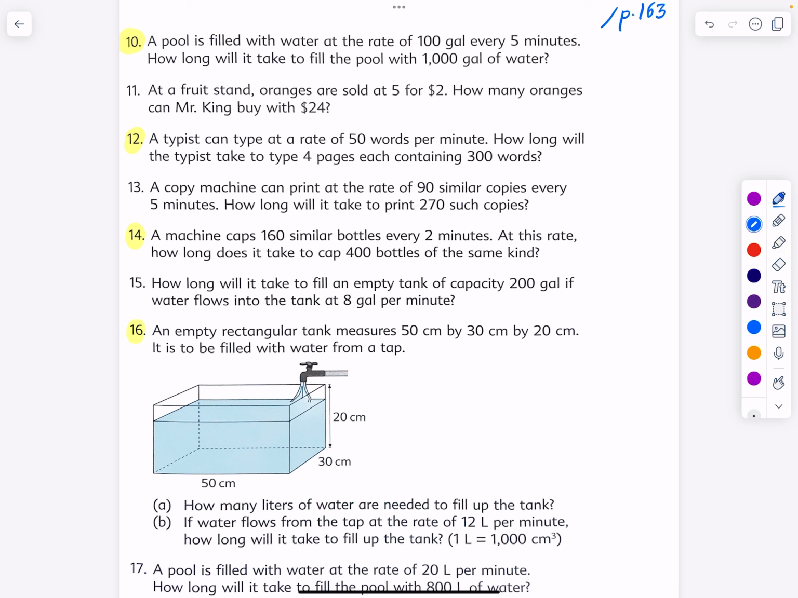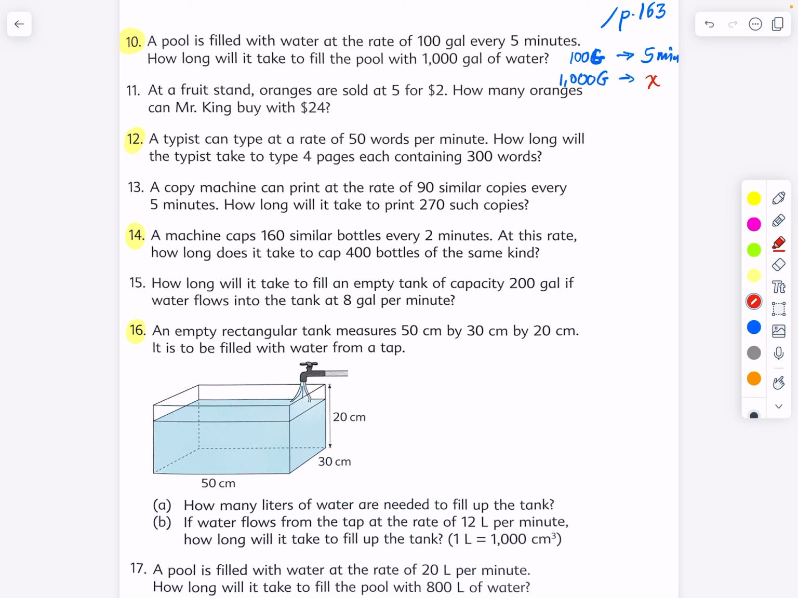First problem, a pool is filled with water at the rate of 100 gallons every 5 minutes. How long will it take to fill the pool with 1,000 gallons of water? Well, first let's write down what was given. 100 gallons gets filled up in 5 minutes. The question is, what about 1,000 gallons? We can put X for the unknown.